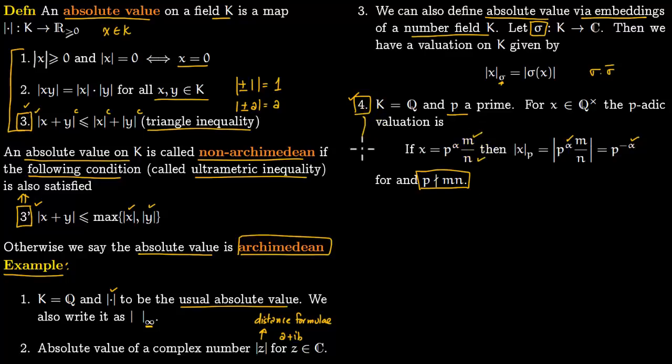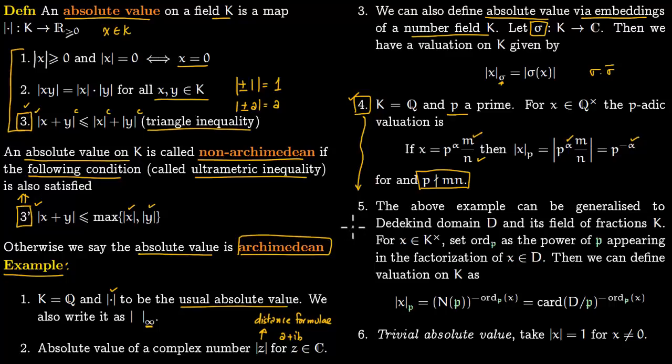Now this same thing we can do for elements in a Dedekind domain. The above example is generalized to a Dedekind domain, say D, and this Dedekind domain has a field of fractions K. You can now consider an element x which lies in the units of K, and set the order of p as the power of p appearing in the factorization of x in D. Just like here alpha was appearing, here the order of p is appearing. In fact, this alpha can also be called the order of p.